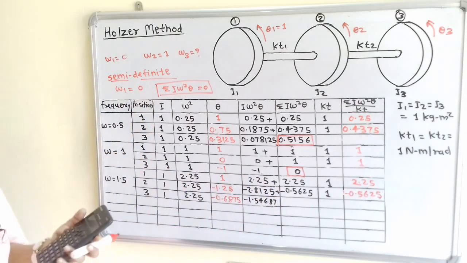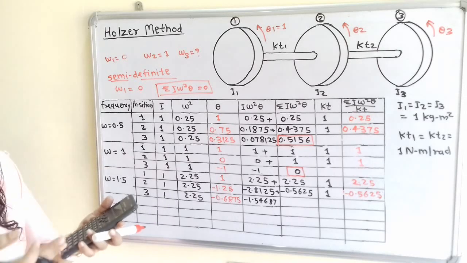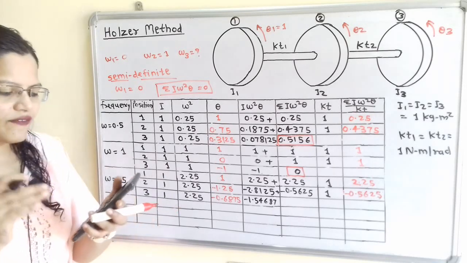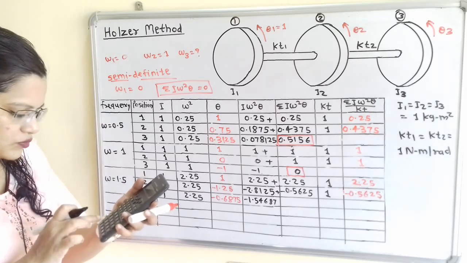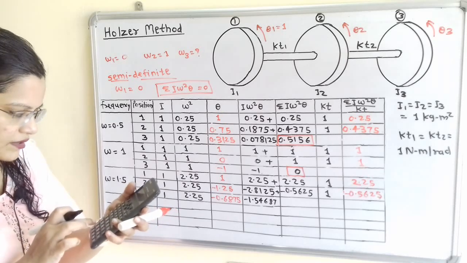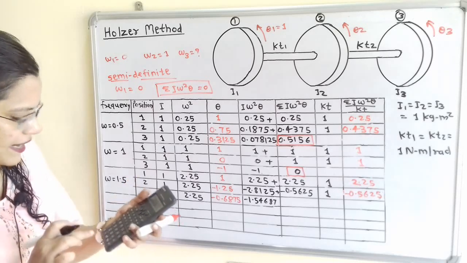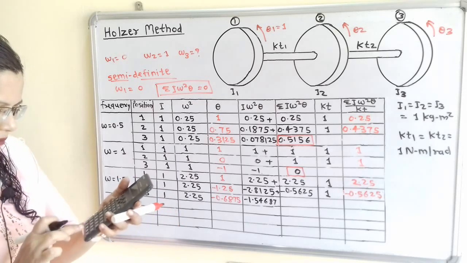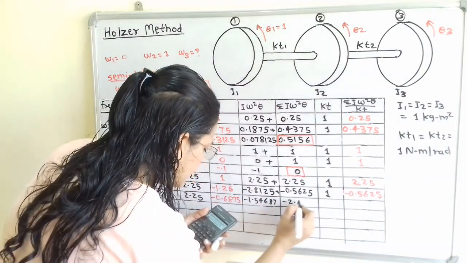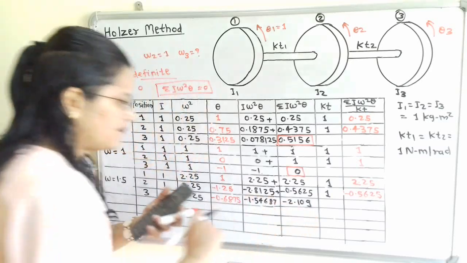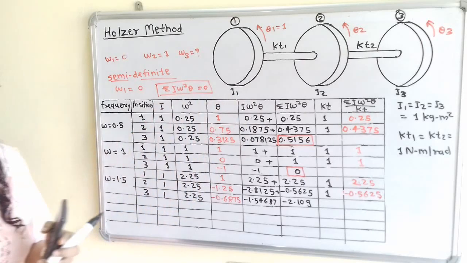Now in this value we have to add the previous two. But if we observe, the previous value has a minus sign, so just write the minus sign. So minus 1.546875 is there. So I will add here minus 2.8125, then I will add plus 2.25. So here there is minus 2.109. Now if we observe, we have to show summation of I omega square theta is equal to 0.